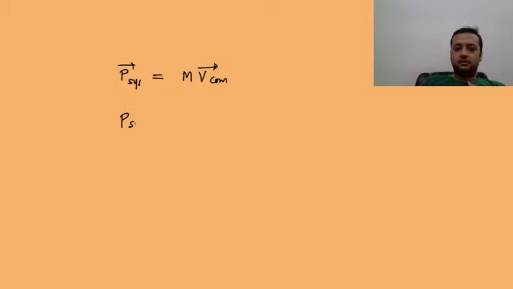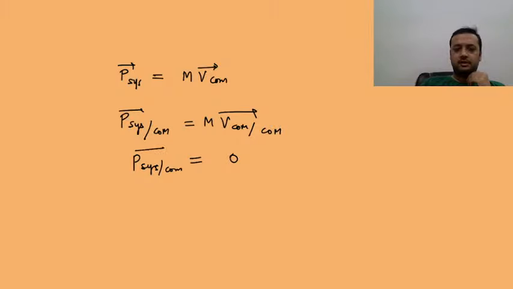So if you want to find the momentum of the system in the COM frame, what will you do? You will write M into v_com with respect to COM. And you know that the velocity of COM with respect to COM will be 0. So we can say that for any system, the momentum in the COM frame always comes out to be 0, right? So basically, the system has a linear momentum 0 in the COM frame. I hope you have understood this.